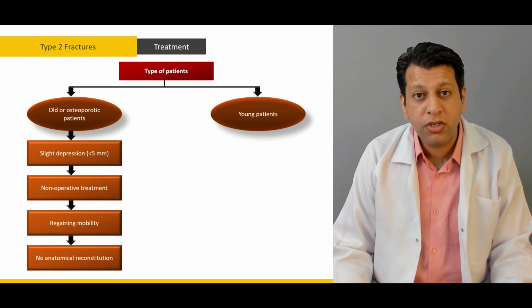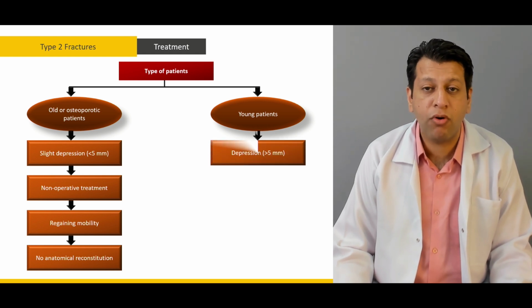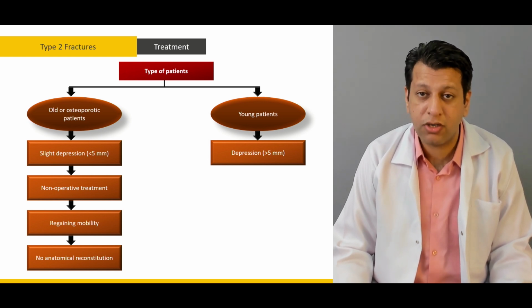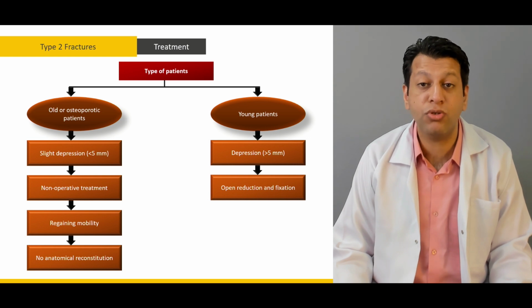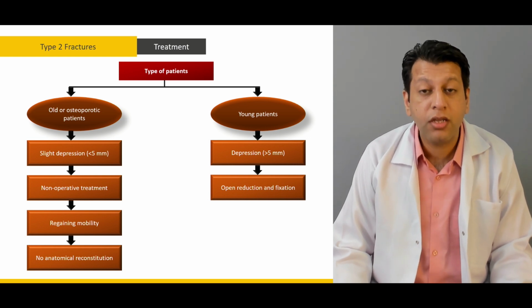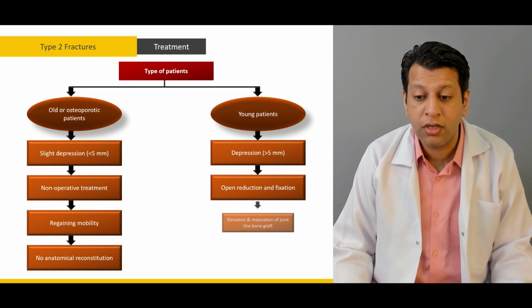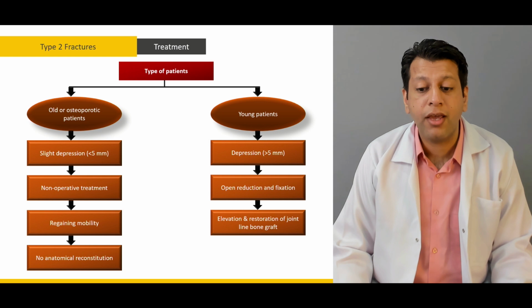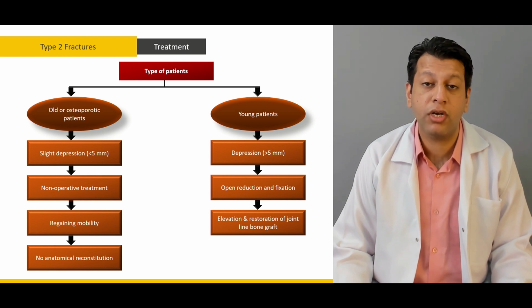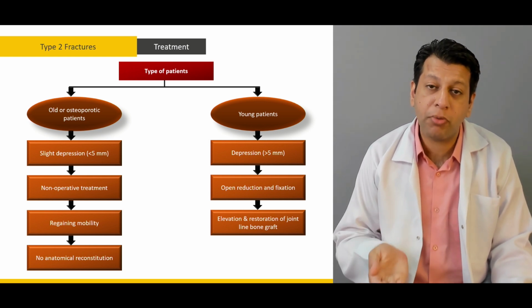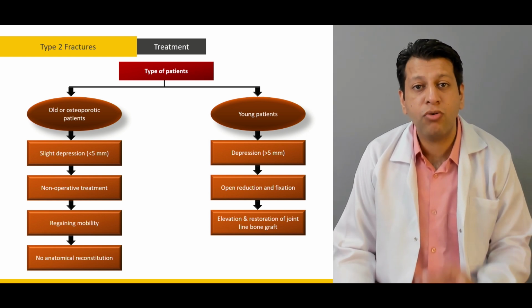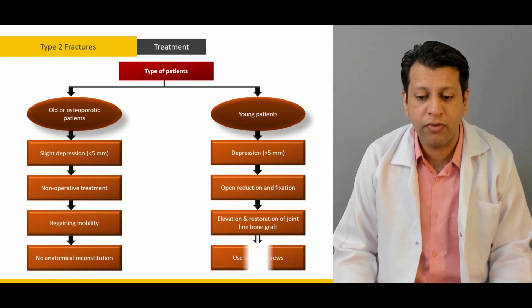But if they are young patients and there is more than 5 mm of displacement or more than 5 mm of depression in the joint, that is actually going to lead to a lot of osteoarthritis later on, especially in the case of young patients. So you need to anatomically reconstruct the knee joint. For that, the most important method is open reduction internal fixation, elevation and restoration of the joint line. Why is it important? Because the depression has to be elevated. If that is not elevated, the ORIF purpose is not served.